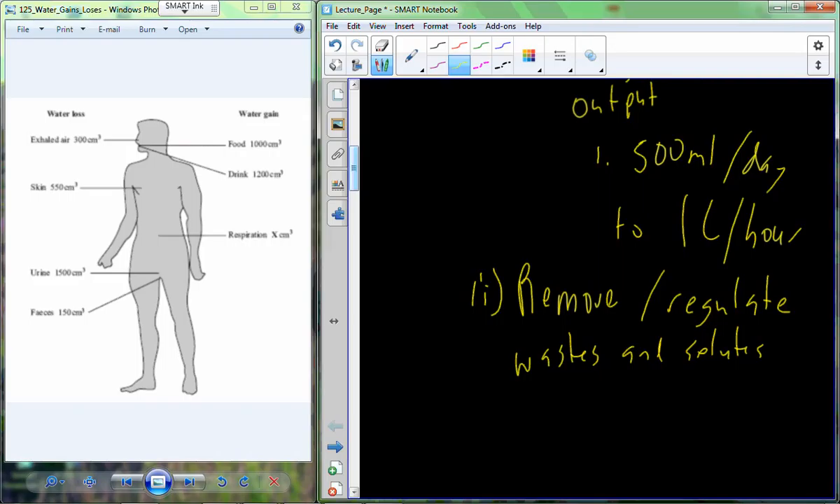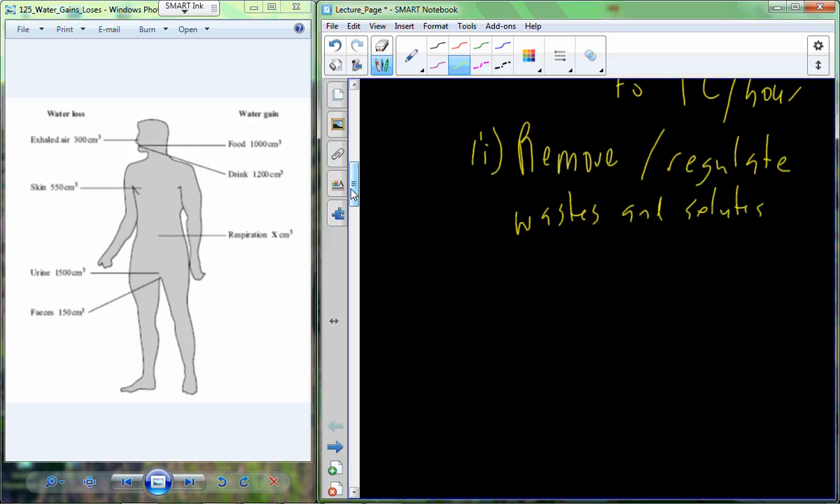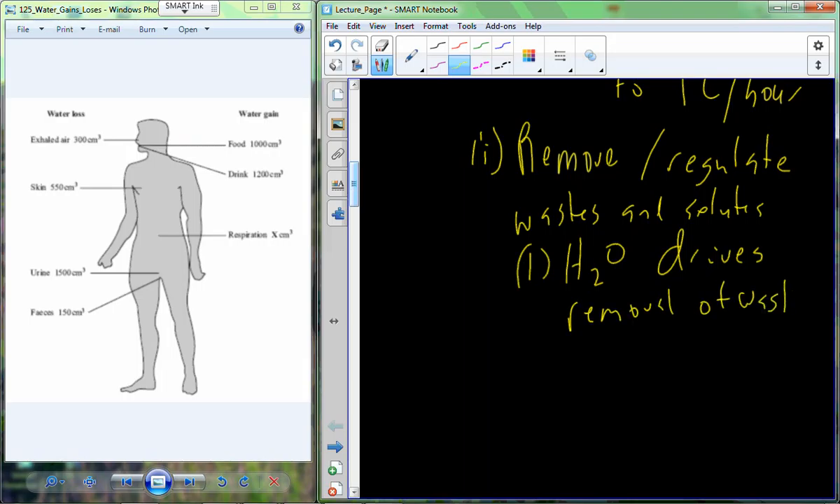The reason that we have to produce urine is because it removes and regulates waste and solutes in the bloodstream. So just to keep you along here, two is kidney, a gatekeeper of water. One, right before this, is regulating the water gains and losses. As the gatekeeper of water, the kidneys also remove and regulate wastes and solutes. And this removal and regulation of wastes and solutes is water dependent. So water drives the removal.